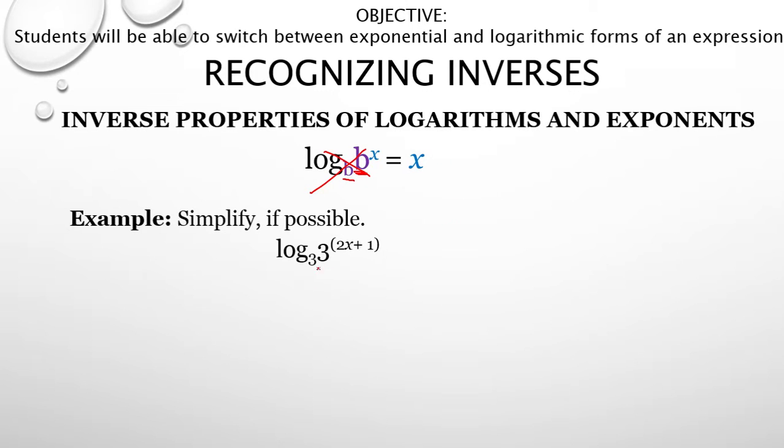So here's an example. If you notice, these two are the same, right? They're both 3. If they are both 3, we can just cross it out, and our final answer would be 2x plus 1.